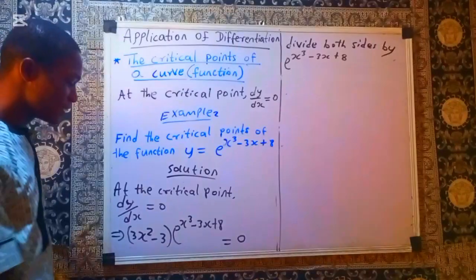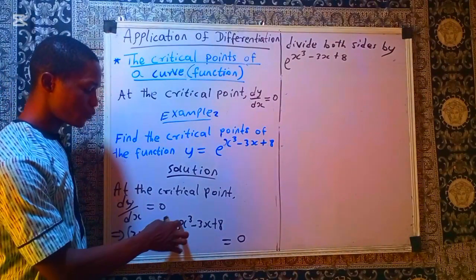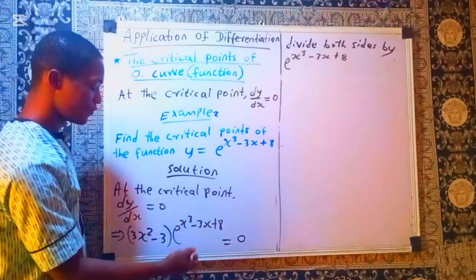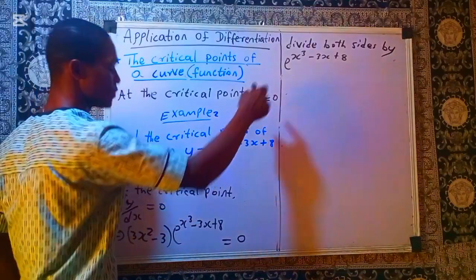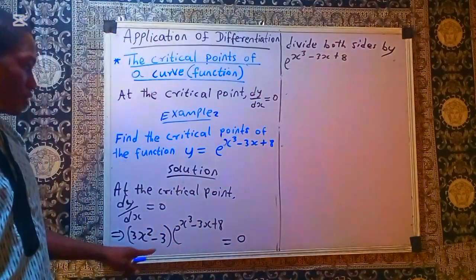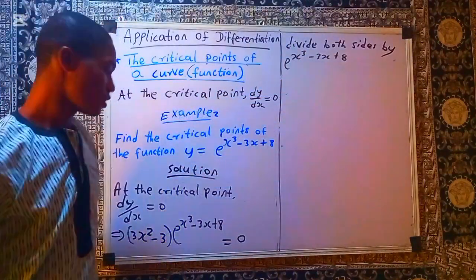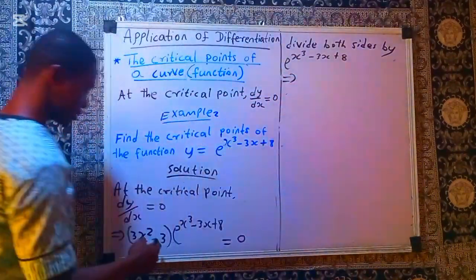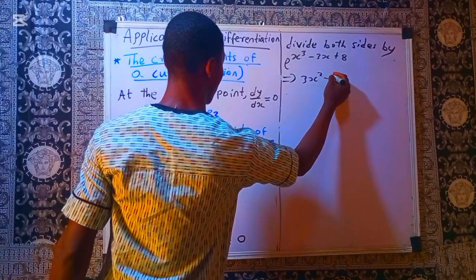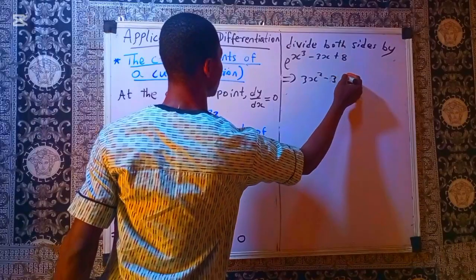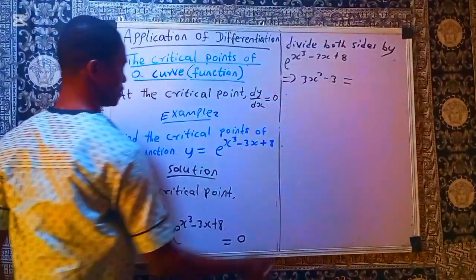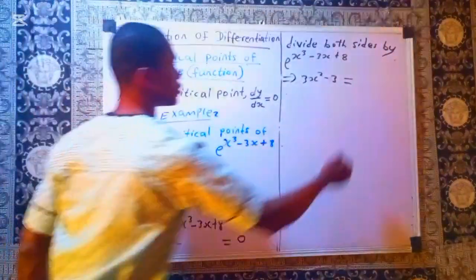So let's divide this side by e to the power x cubed minus 3x plus 8. Divide this side also. If you use this to divide this side, both of them will get cancelled, right? What's now remaining is this quantity, 3x squared minus 3. That's what is remaining. If you divide 0 by this quantity, you are going to get 0. So you have 0.